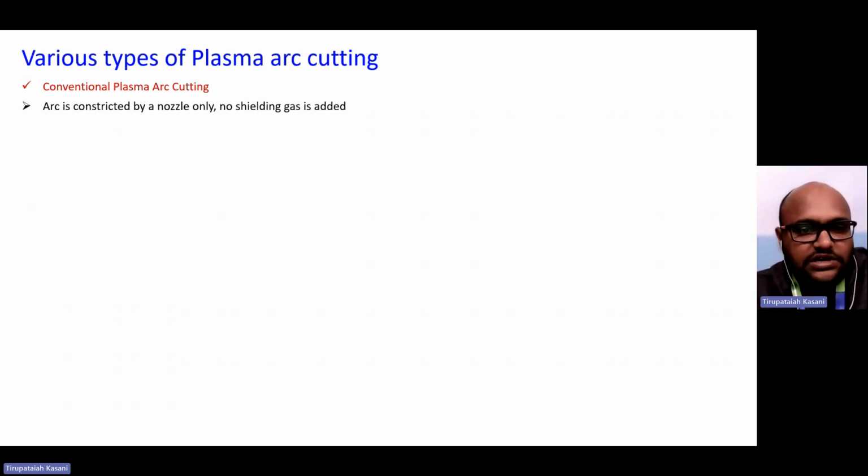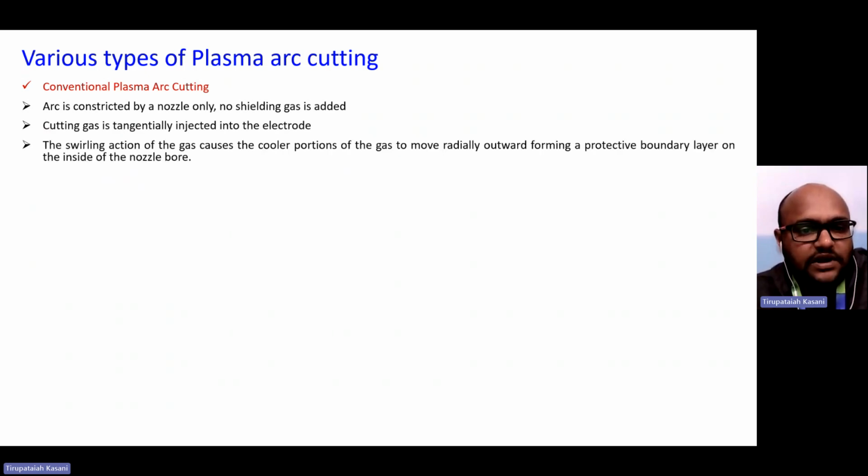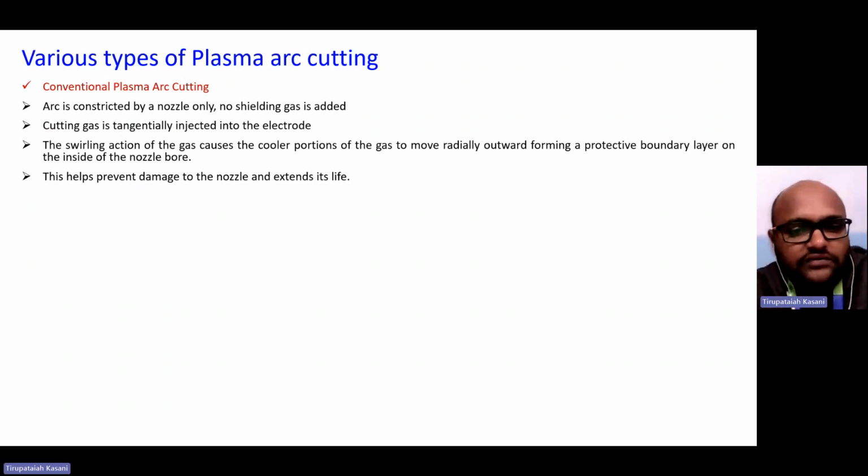Arc is constructed by a nozzle only. No shielding gas is added. Cutting gas is tangentially injected into the electrode. The swirl action of the gas causes the cooler portions of the gas to move radially outward, forming a protective boundary layer on the inside of the nozzle bore.